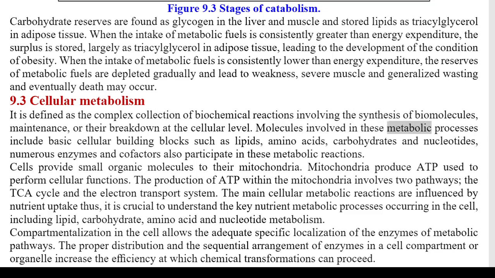Molecules involved in these metabolic processes include basic cellular building blocks such as lipids, amino acids, carbohydrates, and nucleotides. Numerous enzymes and cofactors also participate in these metabolic reactions. Cells provide small organic molecules to their mitochondria. Mitochondria produce ADP used to perform cellular functions. The production of ADP within the mitochondria involves two pathways, the TCA cycle and the electron transport system.